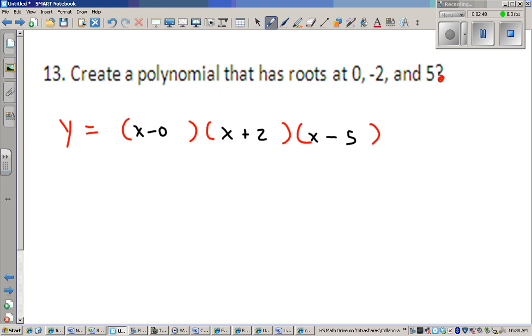0 is its own opposite. It's kind of special that way. So I chose x plus 2 because -2 plus 2 would be equal to 0. Roots and x-intercepts are the same thing. They're also called zeros of the function. And I chose x minus 5 because 5 minus 5 would be equal to 0.